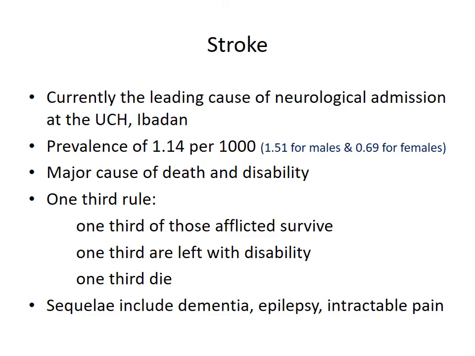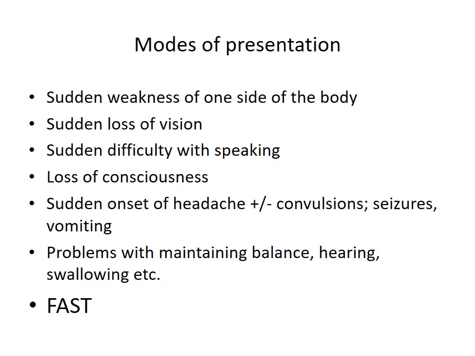Stroke currently is the leading cause of neurological admission at the University College Hospital Ibadan, where I work. Prevalence is quite high, and it's a major cause of death and disability. Just like hypertension, the 1/3 rule also applies here. 1/3 of those affected by stroke survive, 1/3 of them are left with disability, and 1/3 die. And there are various consequences of having a stroke. One is forgetfulness, the other is epilepsy, and another one is intractable pain.